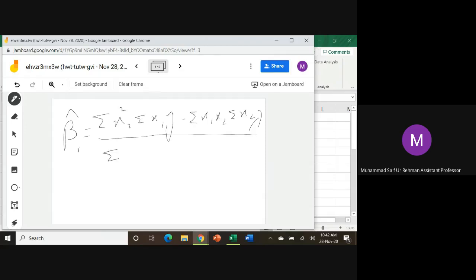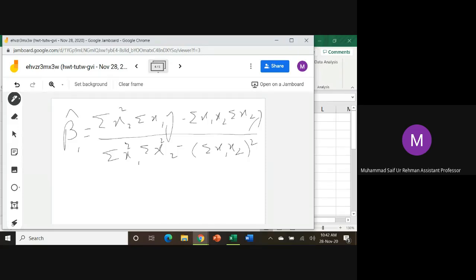The denominator will remain the same in this case: summation x1 square, summation x2 square, minus summation x1 x2 whole square. So you can see how the formula changes when there are two explanatory variables.